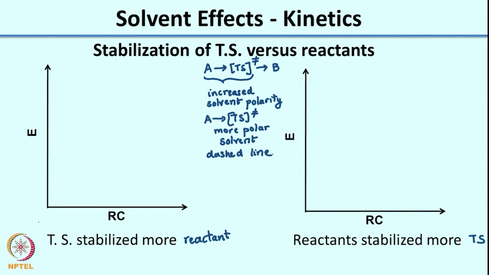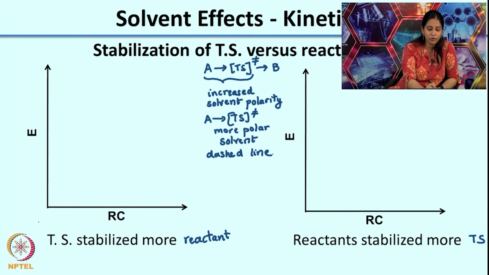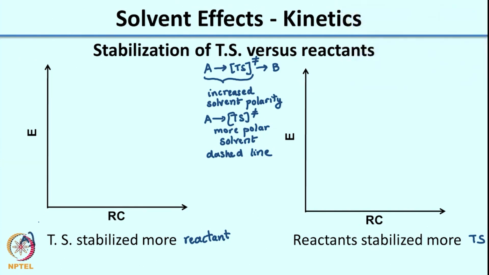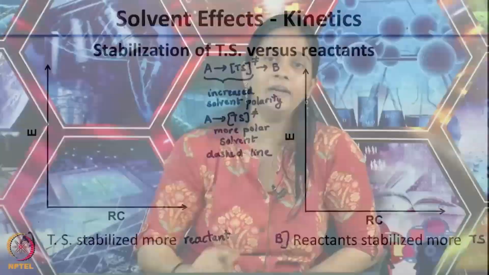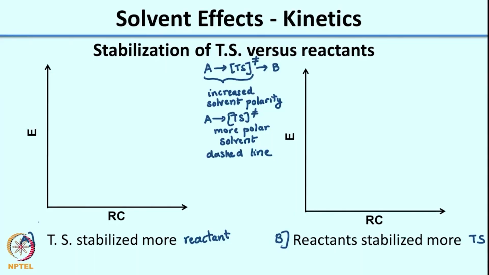So, I have now given you two scenarios. In scenario A, your transition state is stabilized more than the reactant with a greater solvent polarity. In case B, the reactants are stabilized more than the transition state. So, you go ahead and do this exercise in your notebooks. You can press the pause button on the video now. So, let us compare whether your answers are correct.